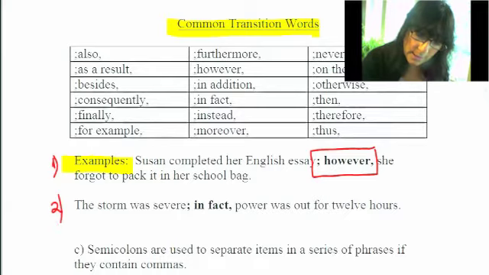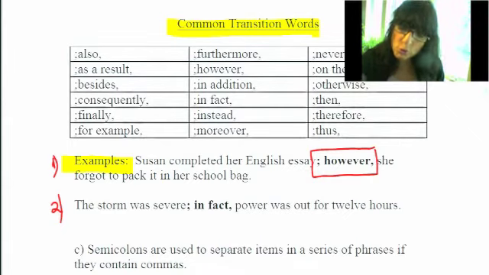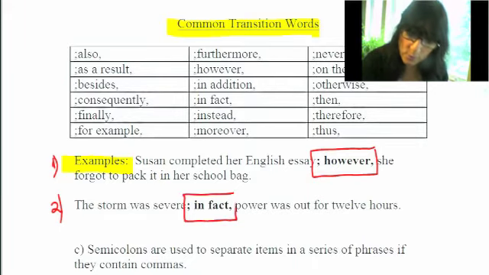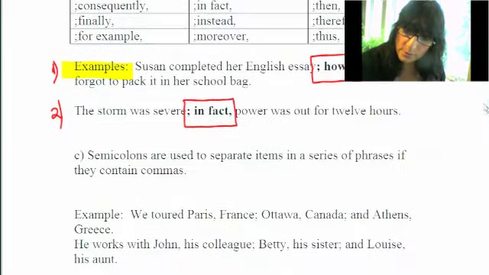In the second example, the storm was severe; in fact, power was out for 12 hours. By using the transition word in fact, you're stressing the point that it was very severe, the storm. It was so bad that in fact, the power was out for 12 hours. So in this use of transition word here, you've got the semicolon again, you've got your transition, and you've got the comma. So that's the second important use of the semicolon.